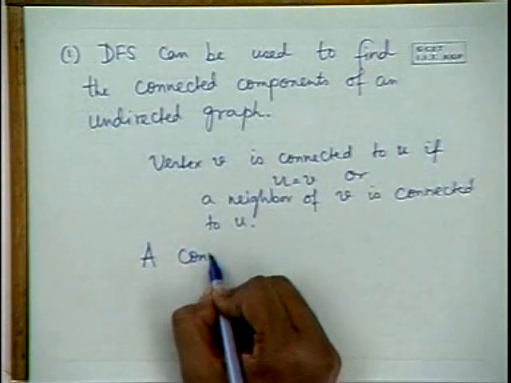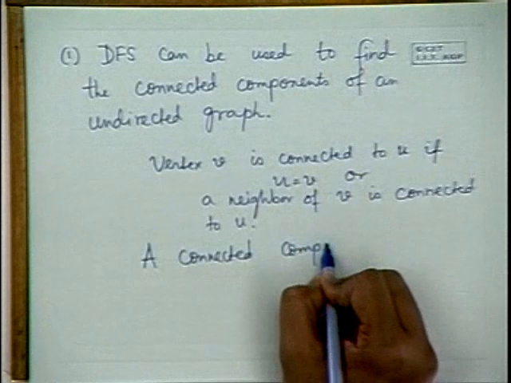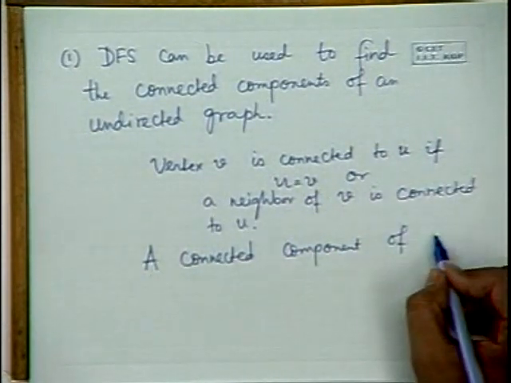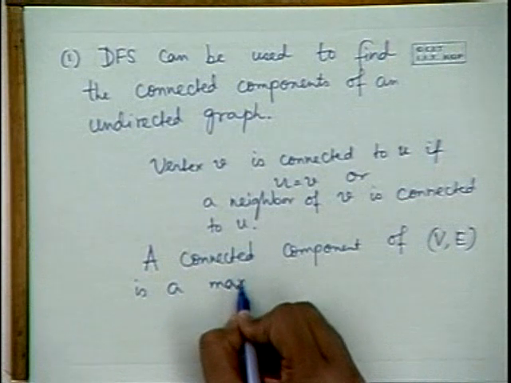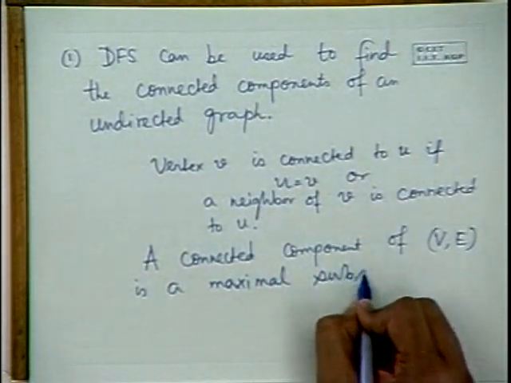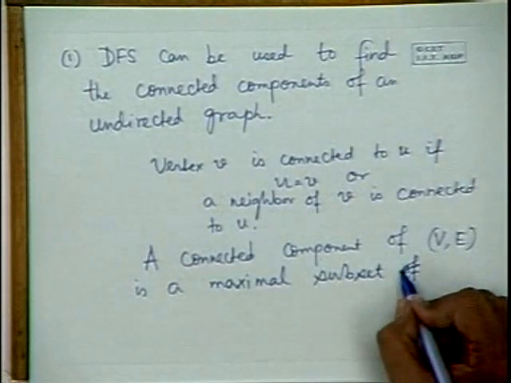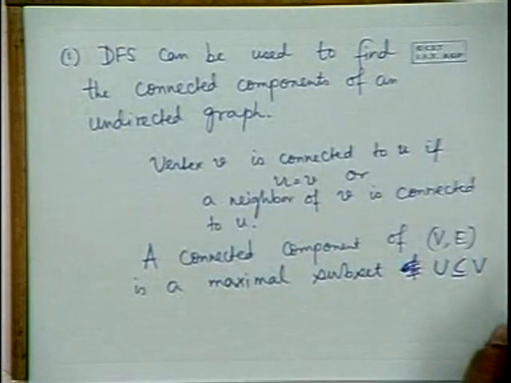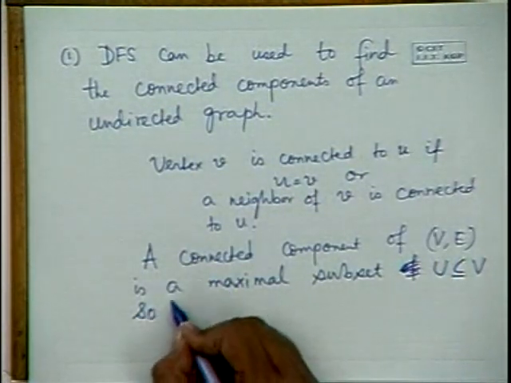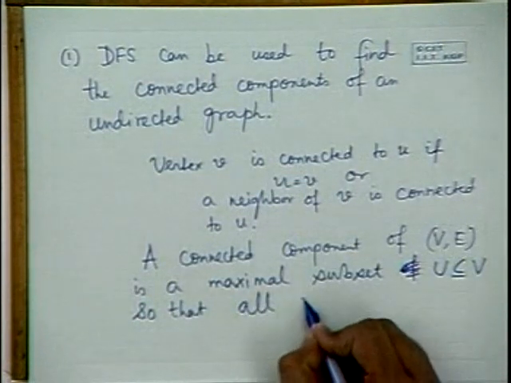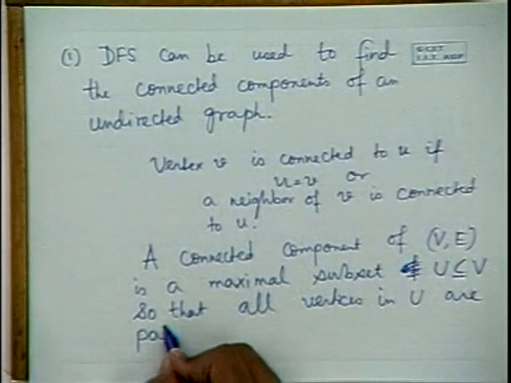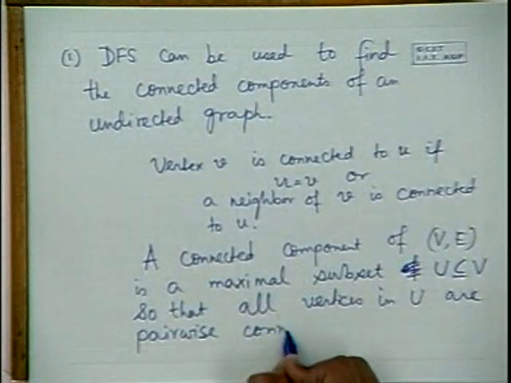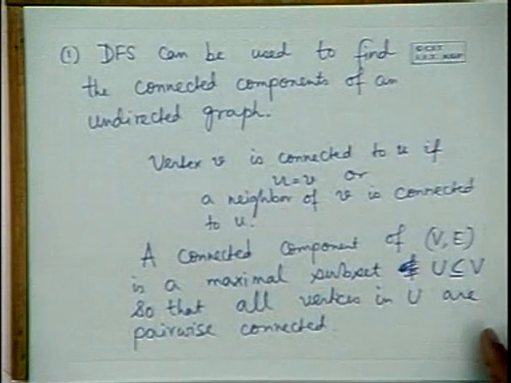And what is a connected component? A connected component of G = (V, E) is a maximal subset U, which is a subset of V, a maximum subset of vertices, so that all vertices in U are pairwise connected. So this is a very precise definition of what is a connected component.